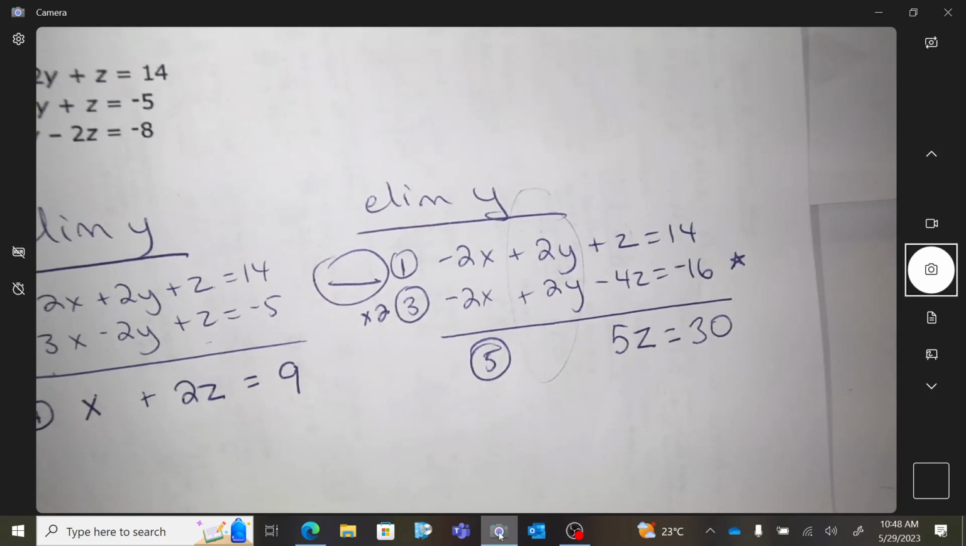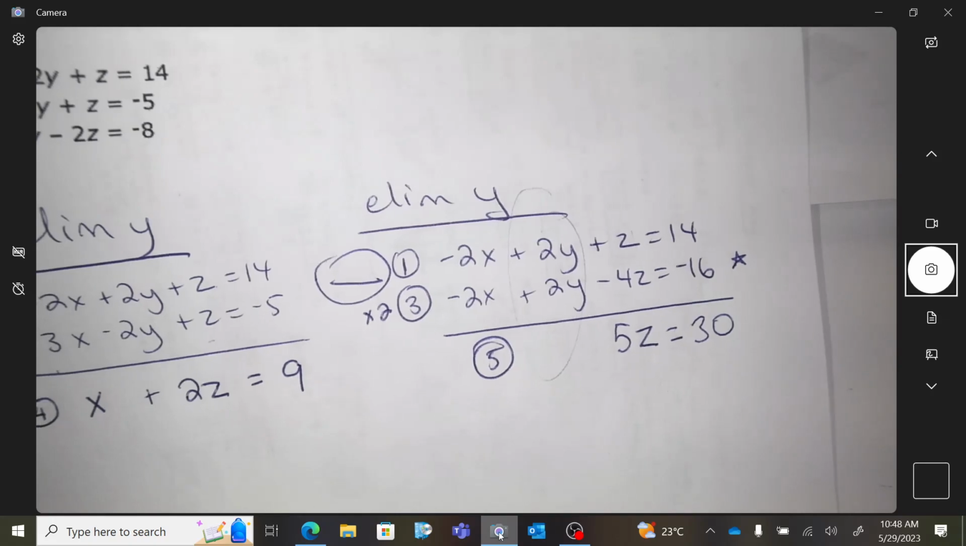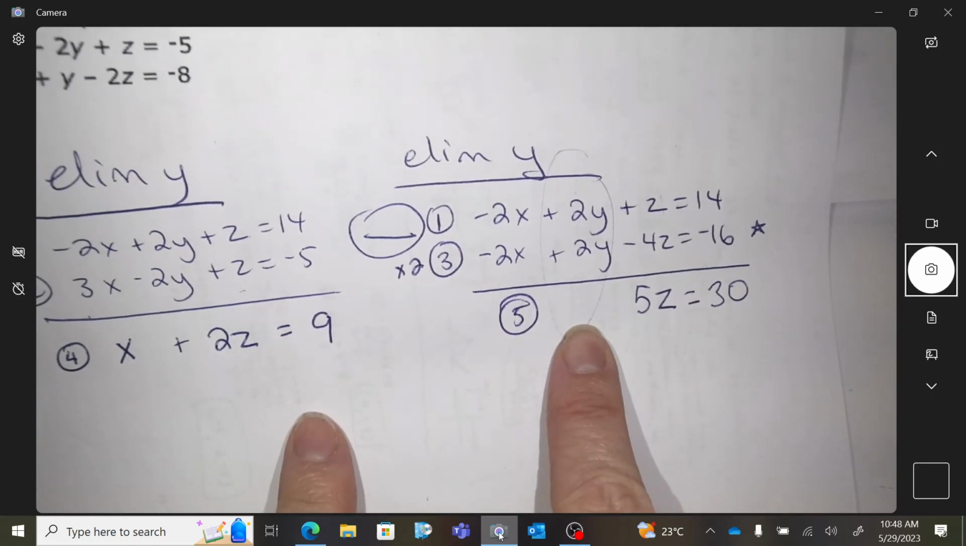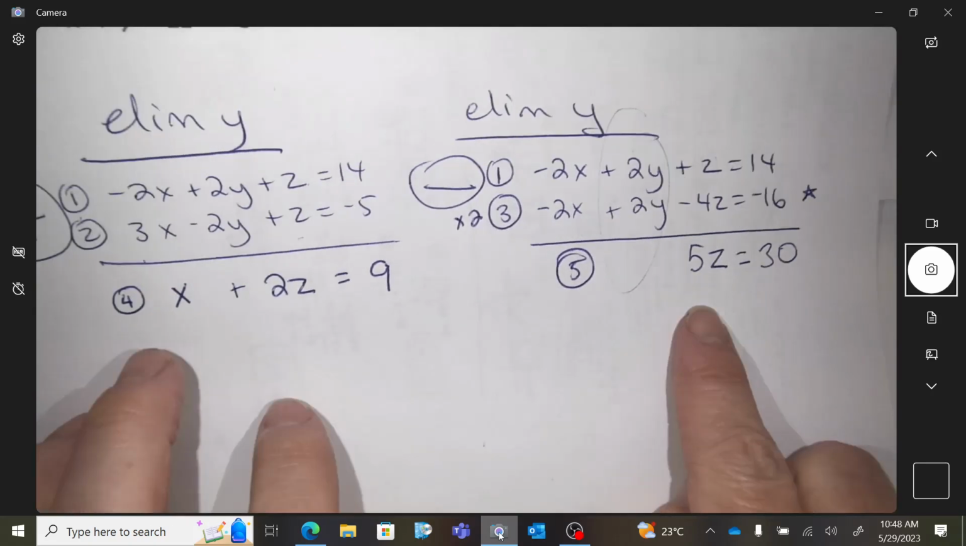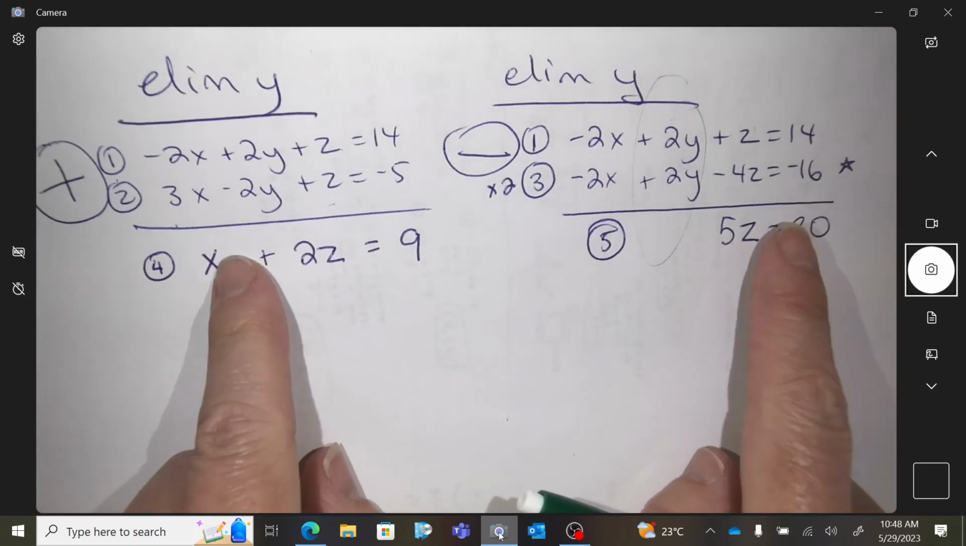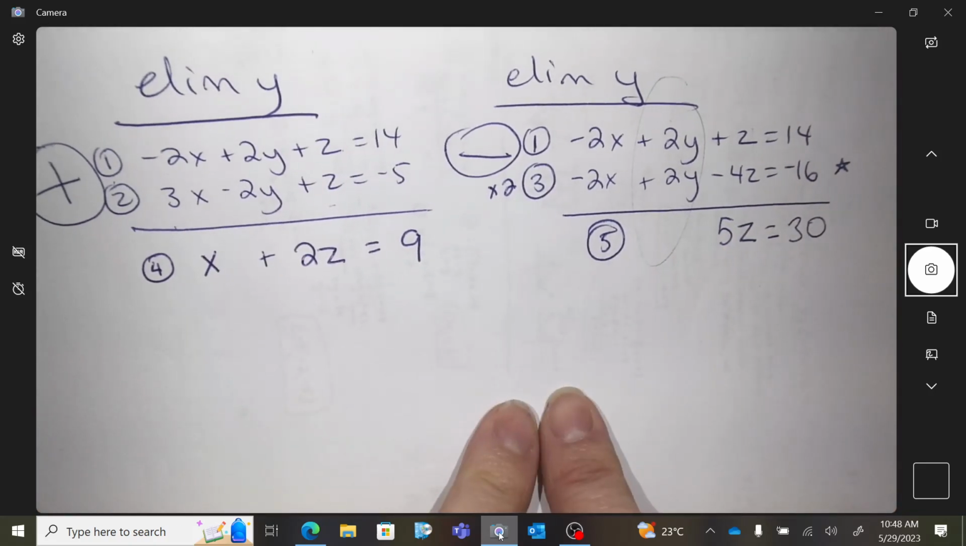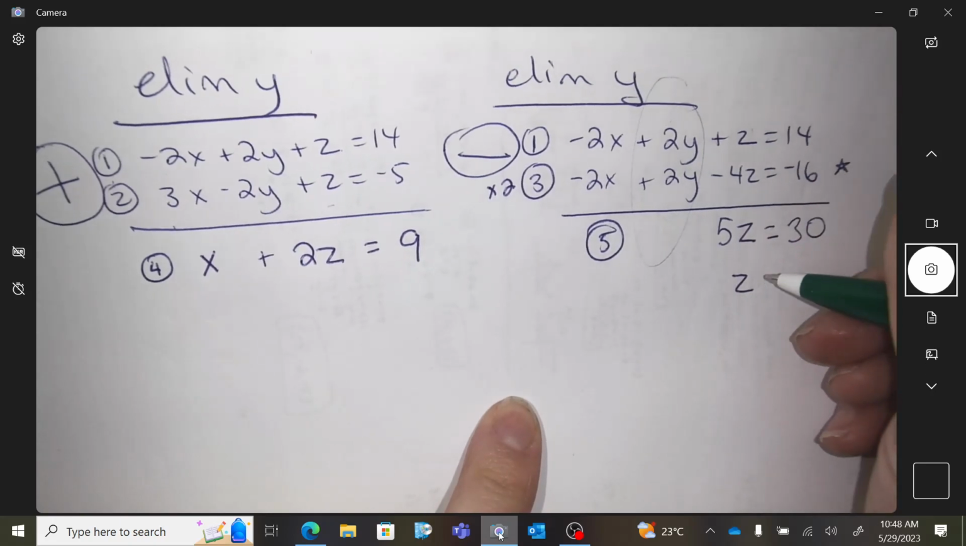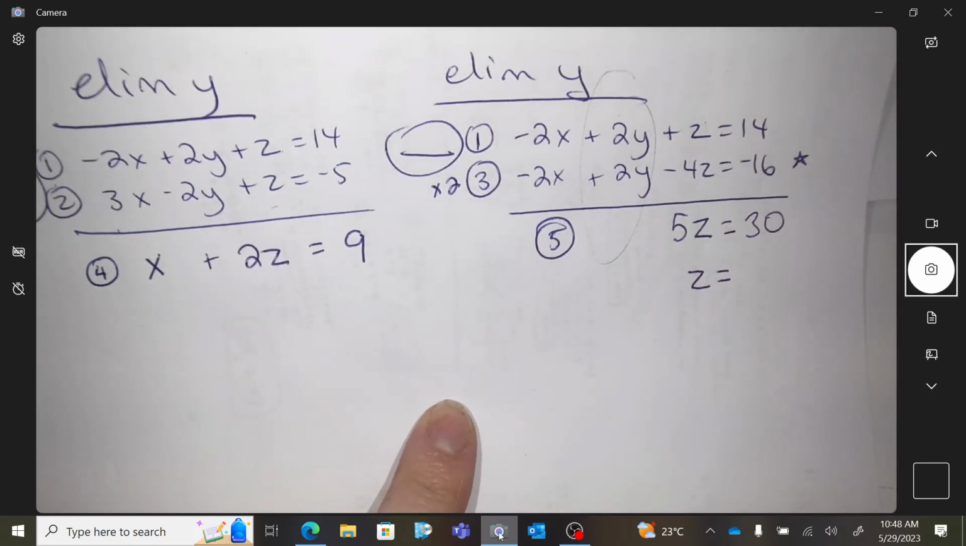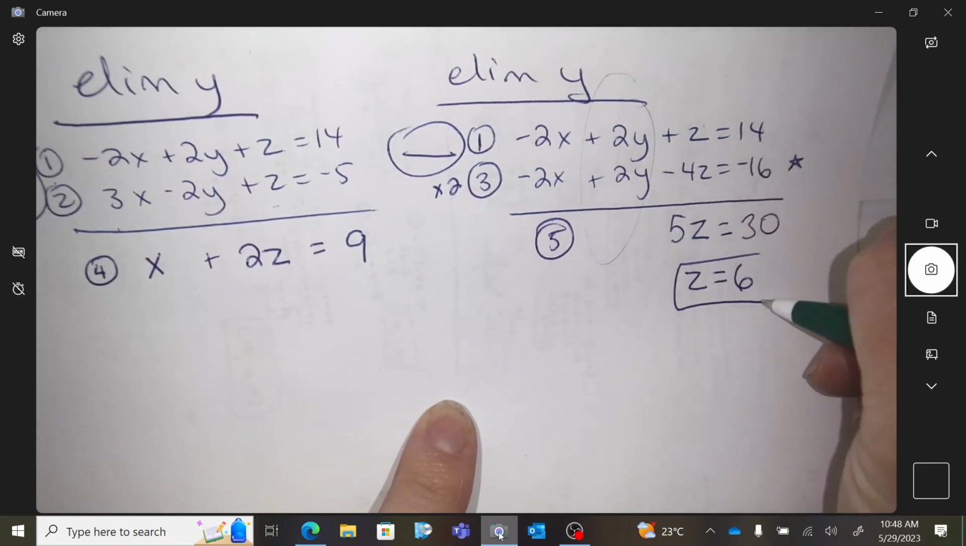So, we got like a bonus here. We actually got rid of 2 letters here, which helped us. But normally at this point, I would put equation 4 and 5 together somehow. But we can actually just solve for z right here. So z equals 6.